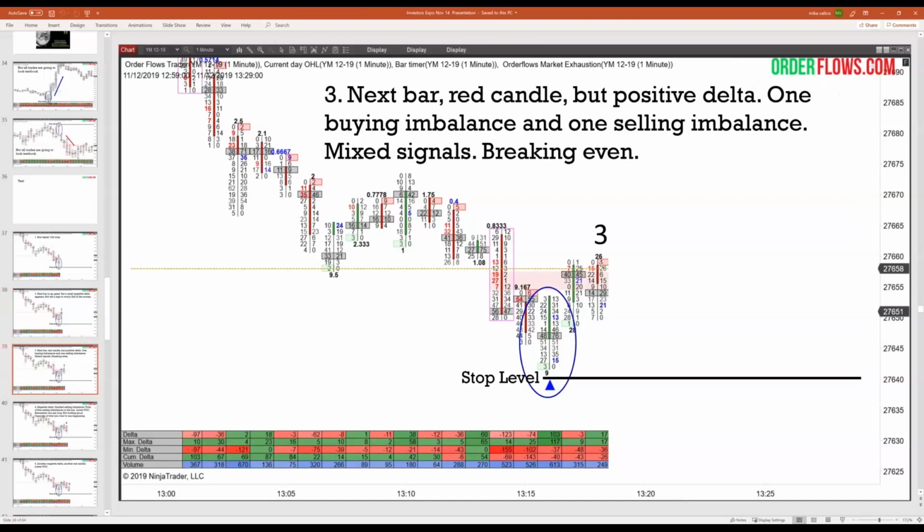Next bar doesn't go any higher, turns around, lower point of control. Delta is positive 17. Okay, that's a decent sign. It's got a buying imbalance in the body of the bar. Well, it's starting to give me mixed signals, right? I want the market to be going higher, not sideways on me. This bar is almost an inside bar, and that's not a good sign.